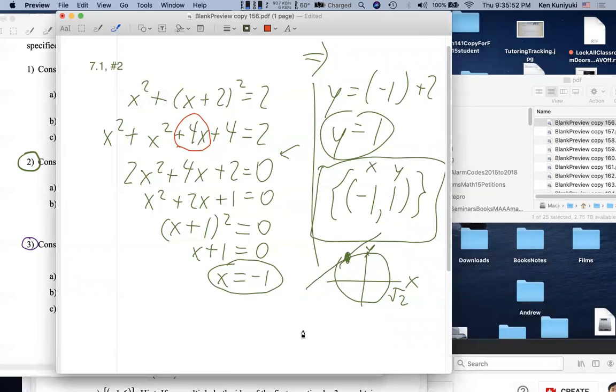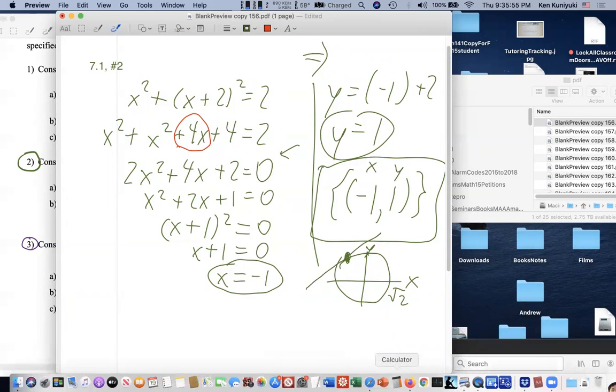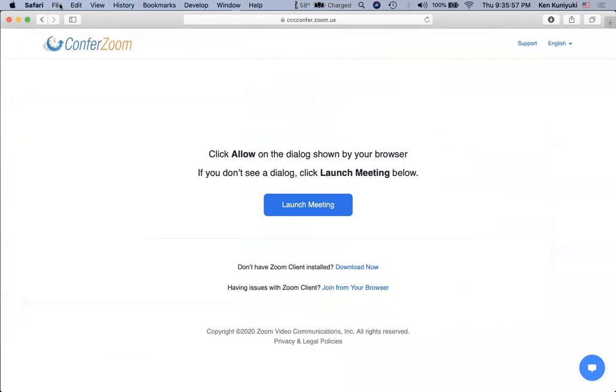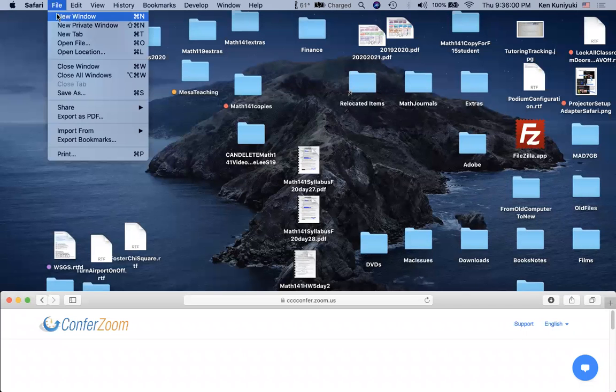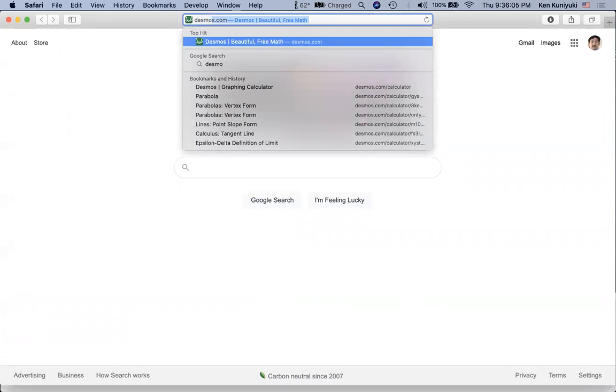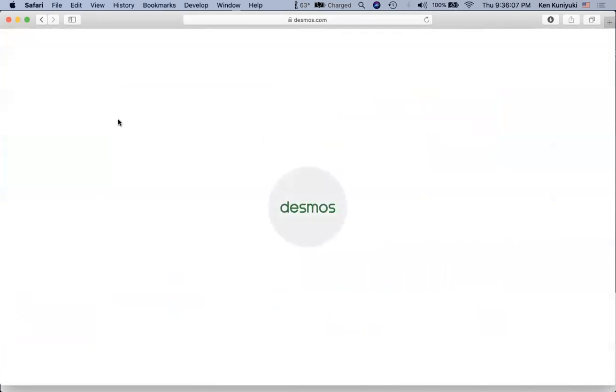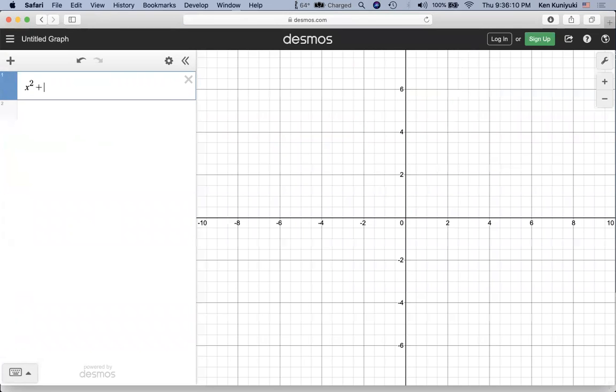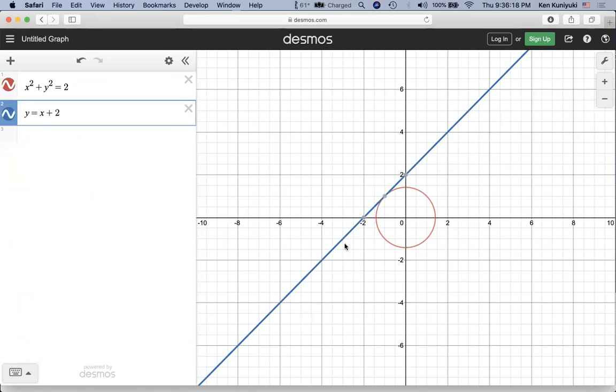Now, Desmos does a nicer job of it, of course. Let me go to Desmos here. So x squared plus y squared equals 2. That's a circle of radius √2. And then we have y equals x plus 2. And you can see here that this blue line is a tangent line at the point -1, 1, which is the intersection point between the circle and the line, the sole solution for the system, graphically.